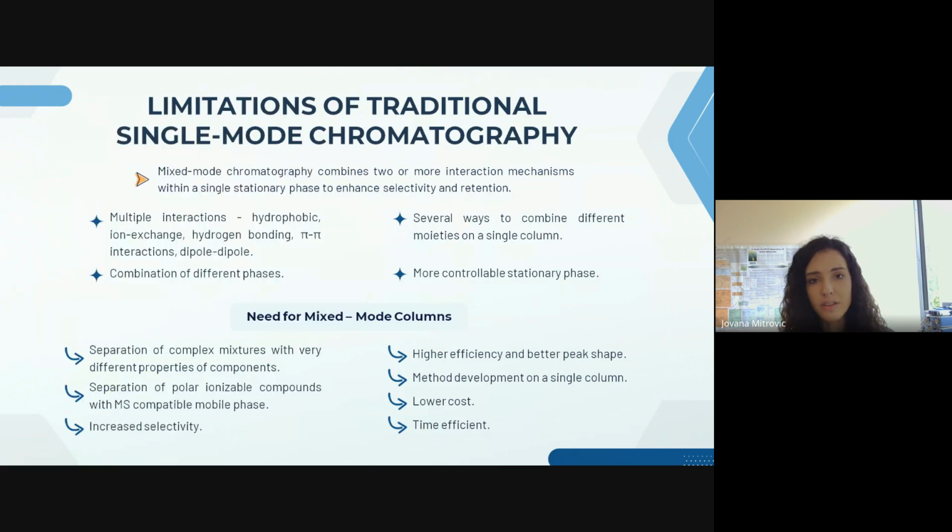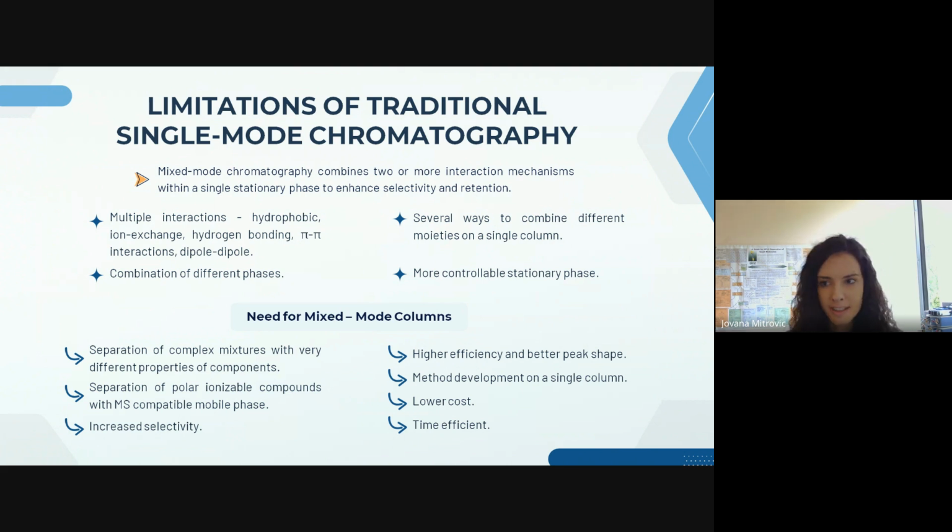So mixed mode columns solve these problems by integrating two or more retention mechanisms into a single stationary phase. You might have reverse phase retention working alongside ion exchange. You can incorporate multiple interactions from hydrophobic, pi-pi, hydrogen bonding, or ion exchange in a single column. And this gives you more control over how different analytes interact with the column, making it possible to separate very different molecules or very similar ones in a single run.